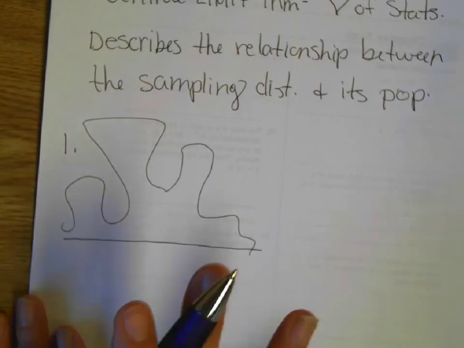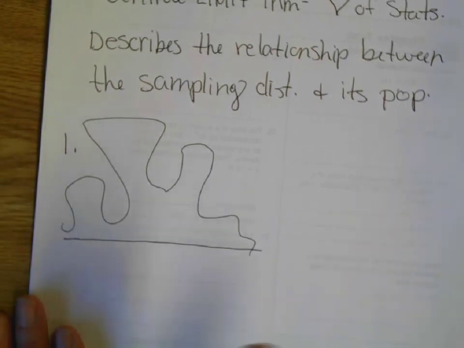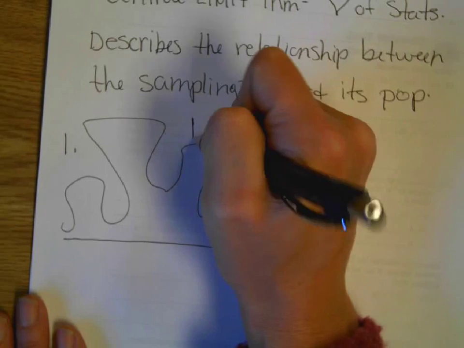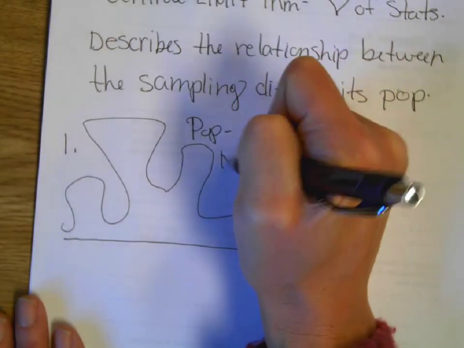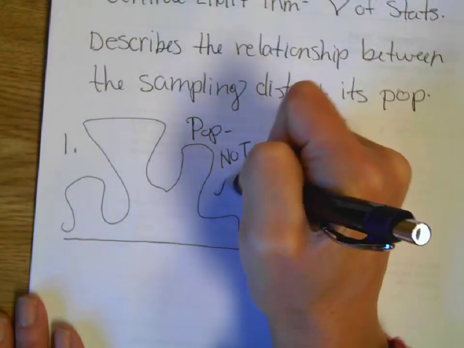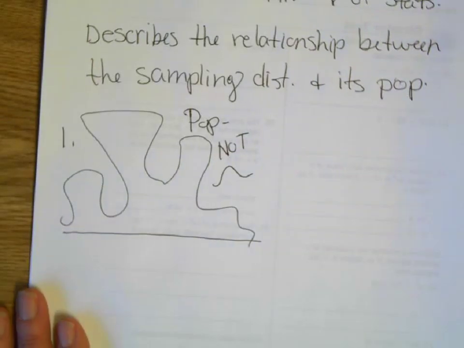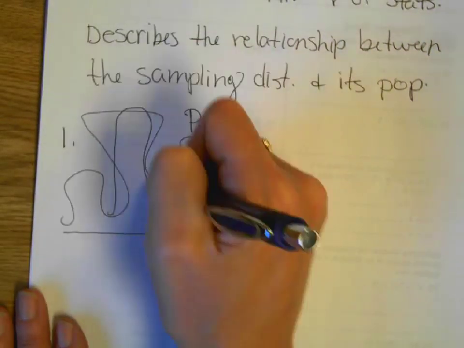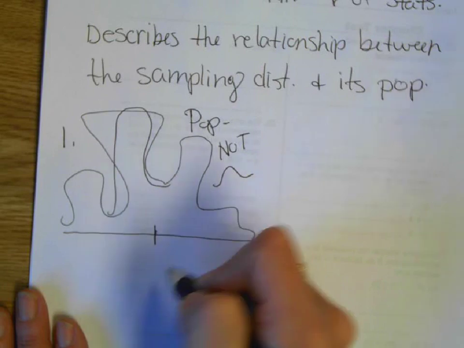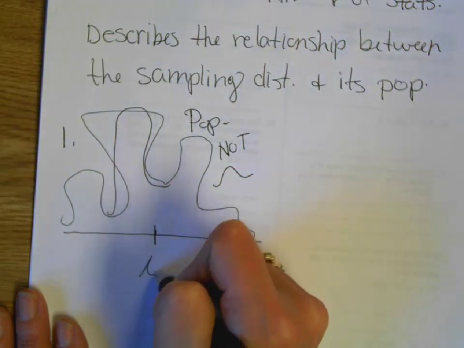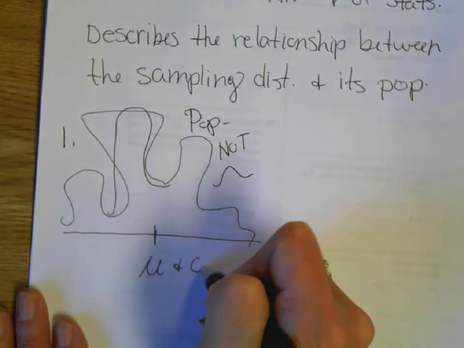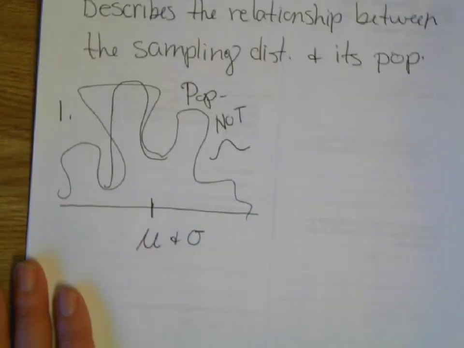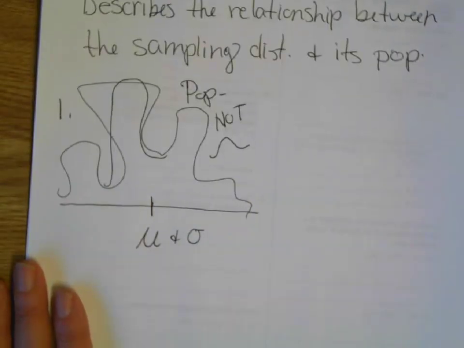You'll survive it. My point here is that it's not normal. So make something that's not normal. Population, not normal. You could still find the mean and the standard deviation. It doesn't have to be normal to find the mean and standard deviation. Any list of values has a mean and standard deviation.